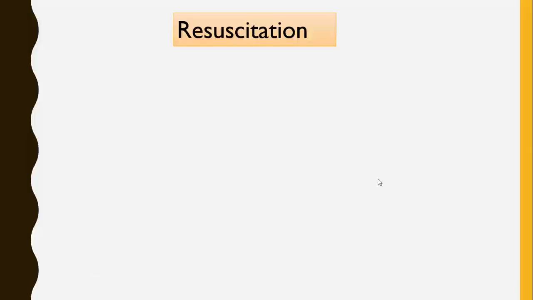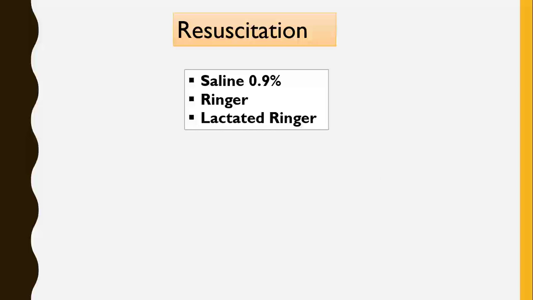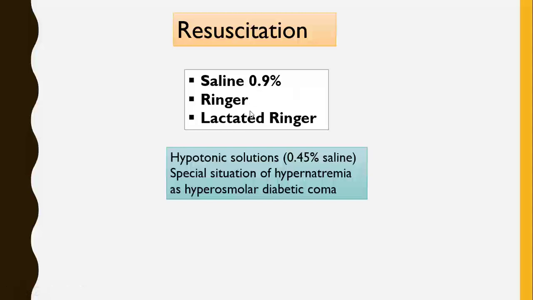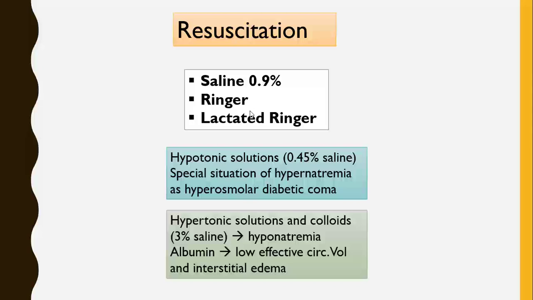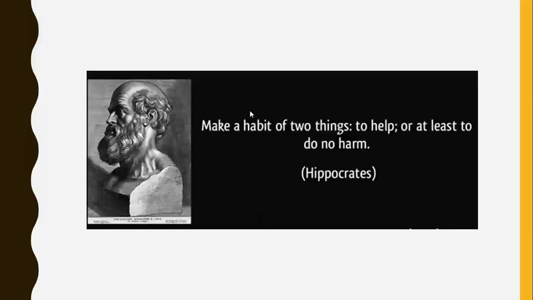As a final notice, resuscitation should be through isotonic solutions like saline, Ringer, lactated Ringer, or buffered Ringer. The hypotonic solutions are for special situations of hypernatremia. The hypertonic solutions and the colloids should be reserved for cases of hyponatremia, and albumin is effective in patients with low effective circulatory volume and interstitial edema.